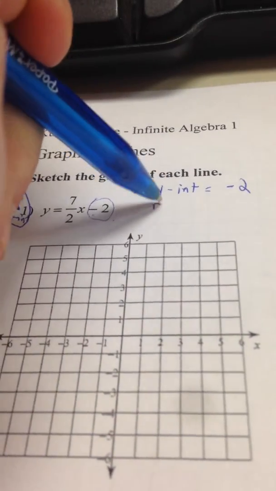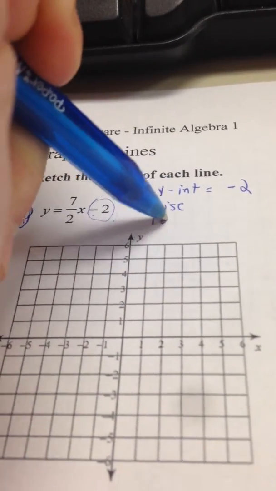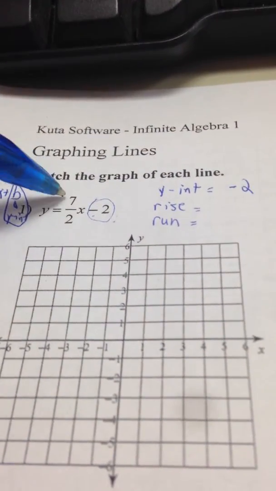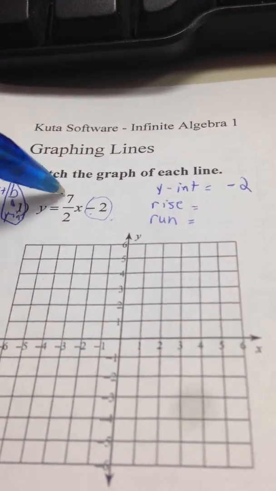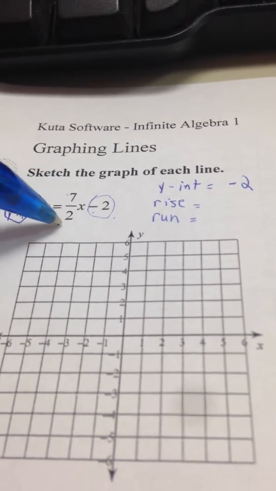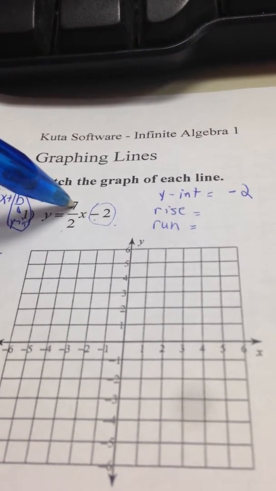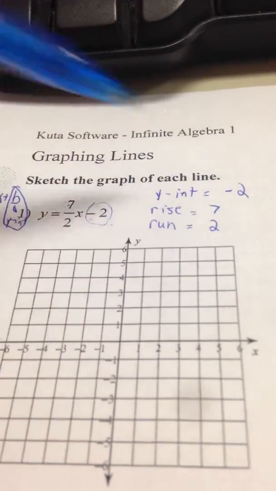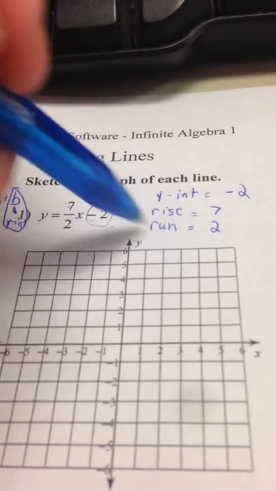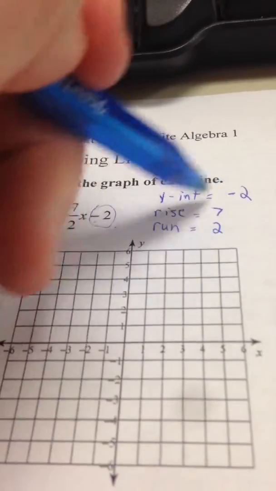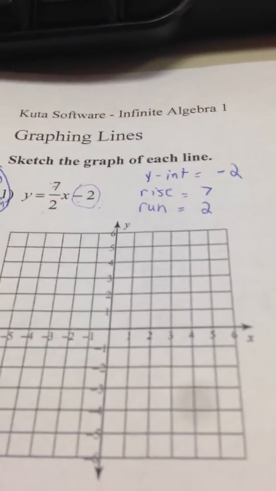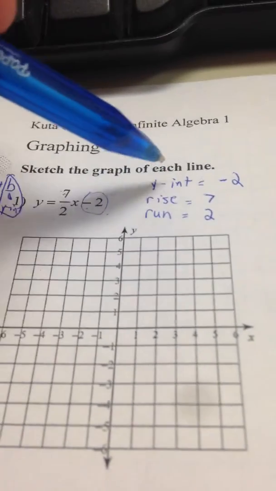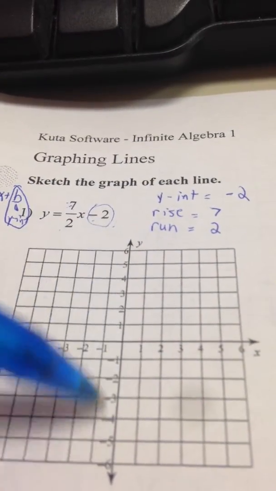From there, I need to go and find my rise, and then find my run. My rise and run come from my slope. Now remember, my slope is rise over run, so we can just look at this and say my rise is 7, while my run is 2. If we get all this information for our problems, we'll be able to do this for almost any one of these problems, okay?